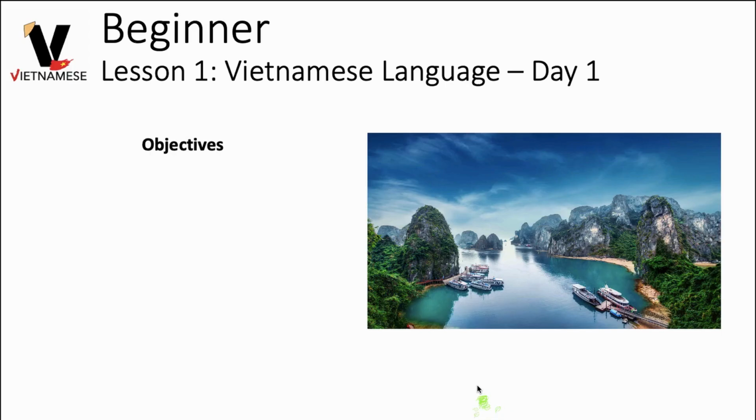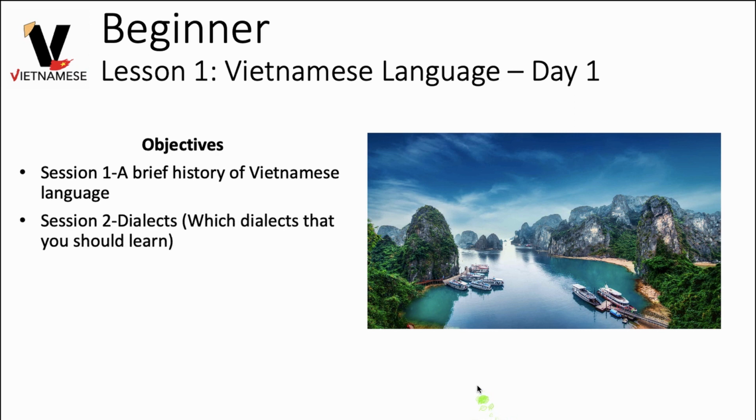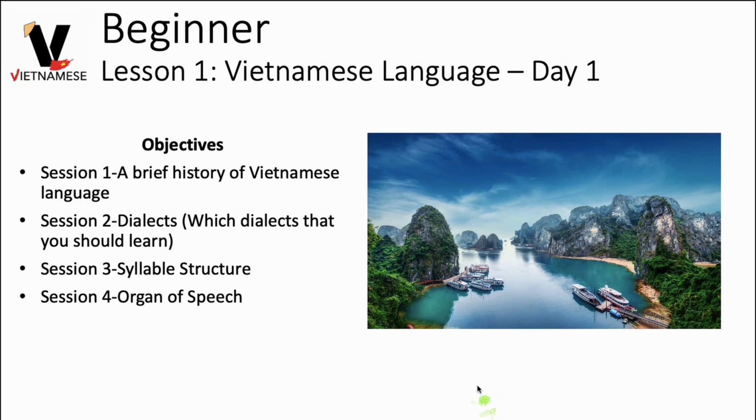Lesson objectives. Firstly, we're going to learn a brief history of the Vietnamese language. And secondly, its dialects. Vietnamese has several dialects, and in this session, I'm going to answer the question of which dialect you should learn. Session 3, the syllable structure. Session 4, the organs of speech. And finally, the consonants. We're going to practice the consonants in Vietnamese.